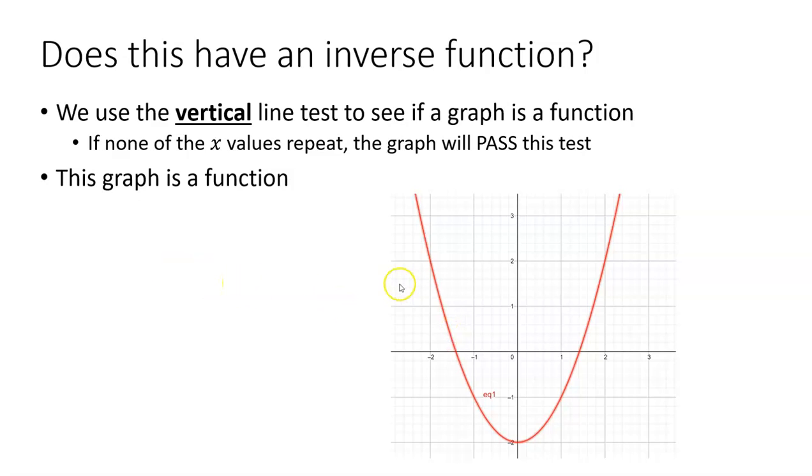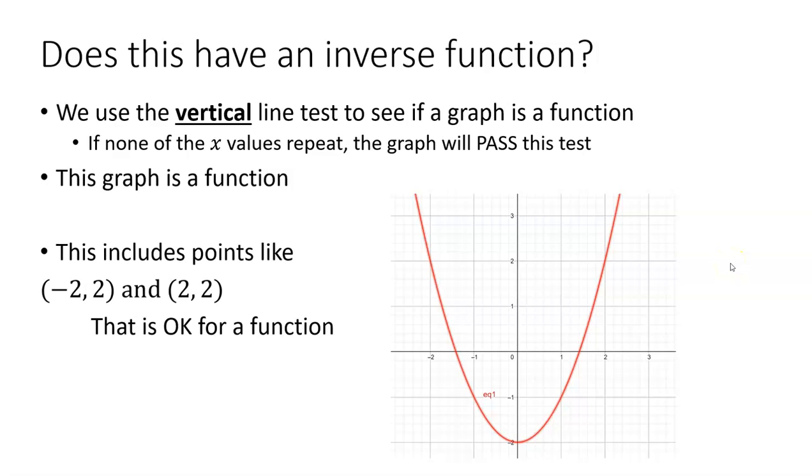If any of the x values repeated, then we would hit the graph twice, it would fail the vertical line test, and we couldn't call it a function. This graph includes points like (-2, 2) and (2, 2), and that's okay for a function. It's okay for the y values to repeat. The x values can't repeat. So there's the point (-2, 2) and (2, 2). That's okay. This graph is a function.